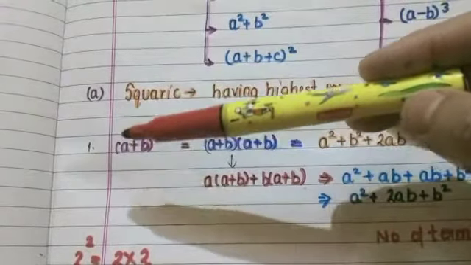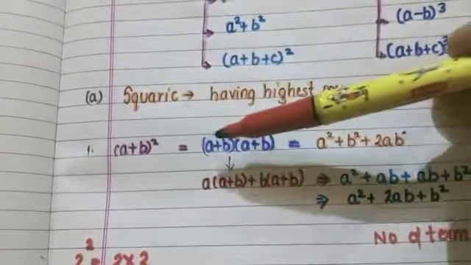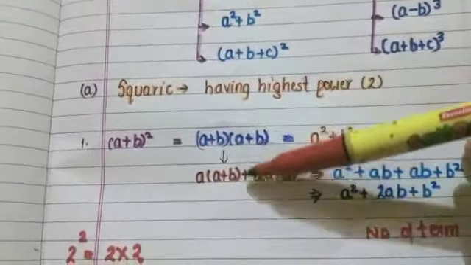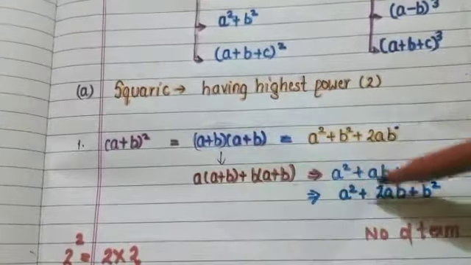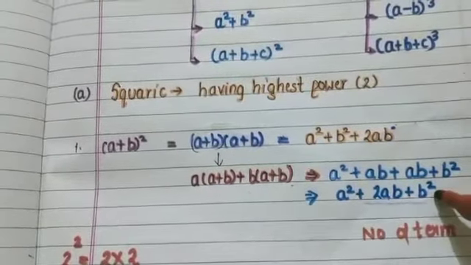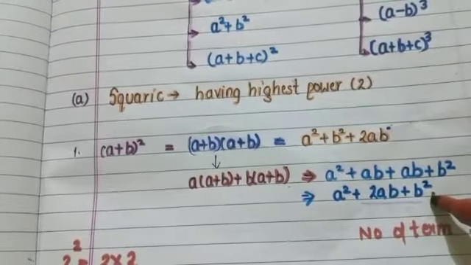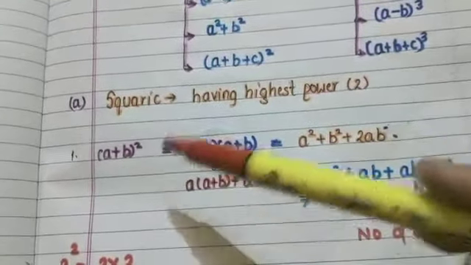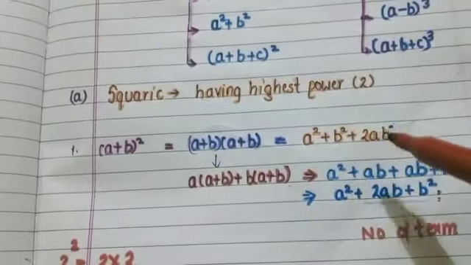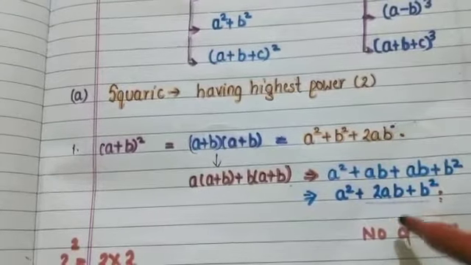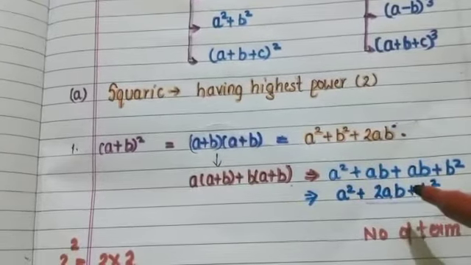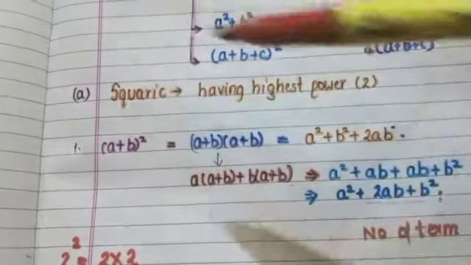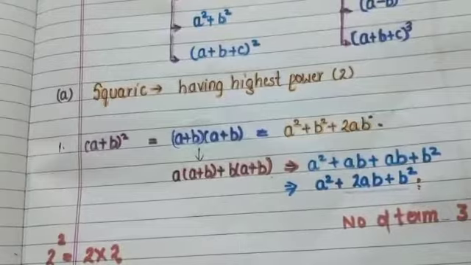Similarly, here we have a plus b whole square, which means when we multiply a plus b by a plus b, then we get a plus b whole square. On multiplying that, we get this solution, a square plus 2ab plus b square, and this is the actual explanation of this identity. So we can say that a plus b whole square means a square plus b square plus 2ab. Here we see when we square 2 terms, the total number of terms is 3.